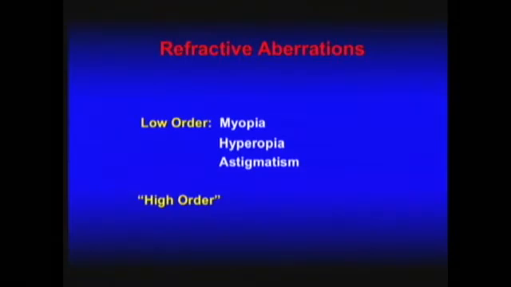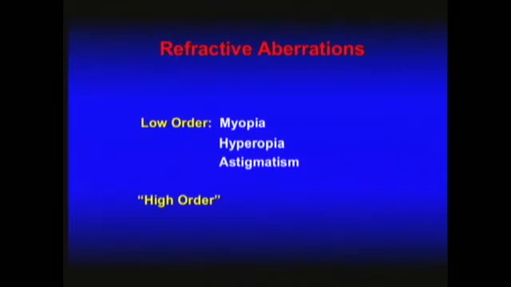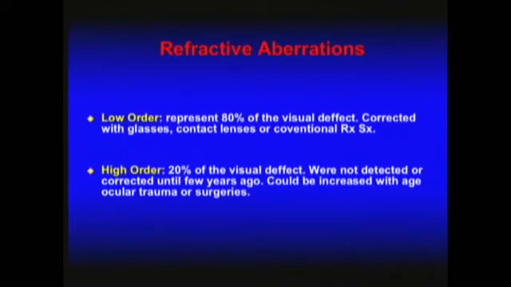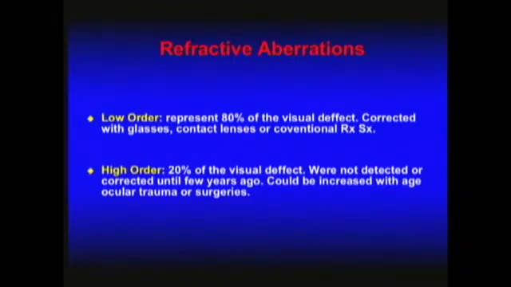So we come for the refractive defects, the refractive aberrations. And please remember that. You will have a quiz later, and we will be in refractive surgery, the quiz. Low order aberrations, myopia, hyperopia, and high order aberrations. So the low order represents about 80% of the visual defects that we manifest. And so far has been corrected with glasses, contact lenses, or conventional refractive surgery.